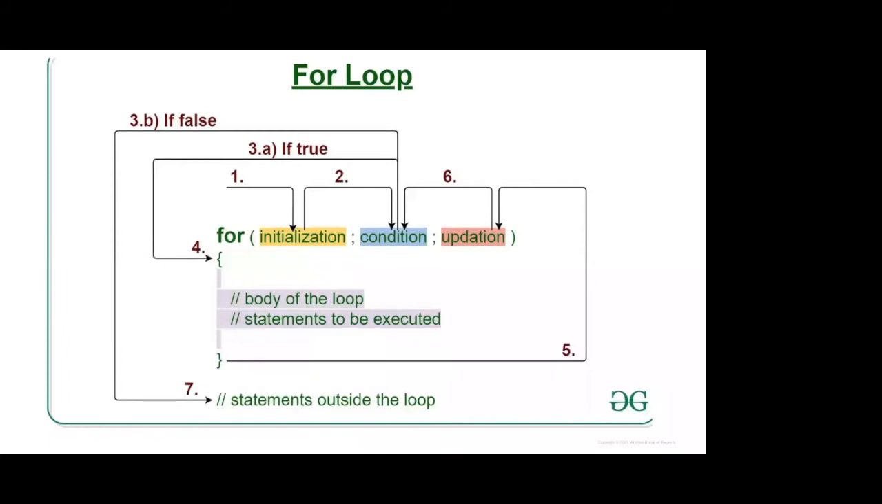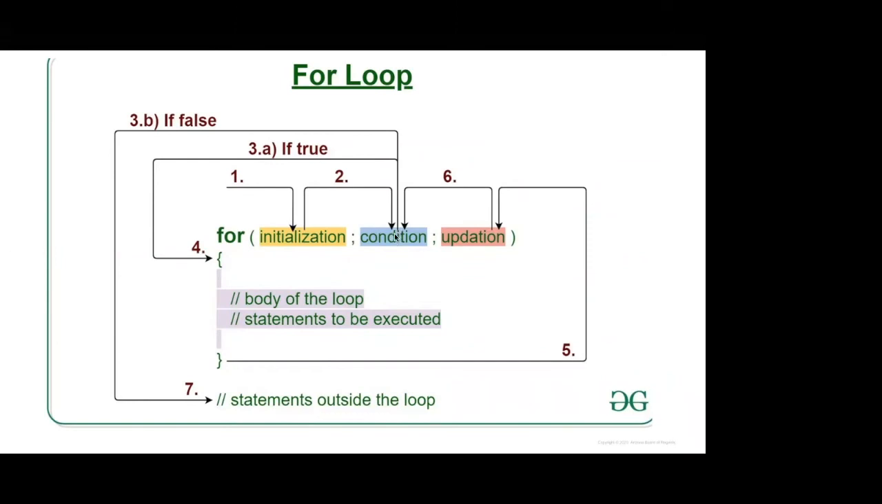So the for loop is a shorter version of the while loop. The first step is initialization. We have basically three parts in the parentheses. On the left part, we have initialization, and let's say int i equals 0.